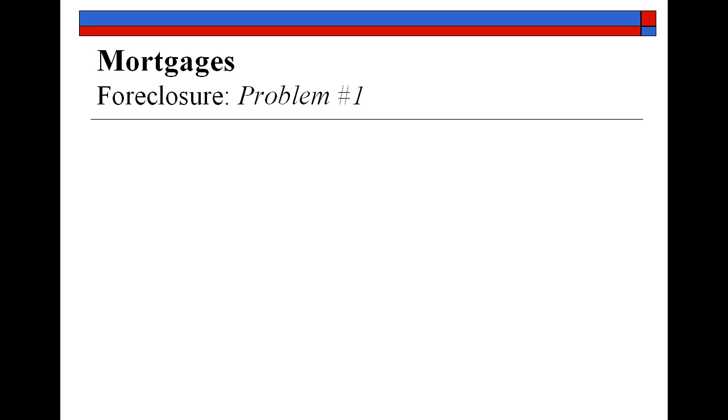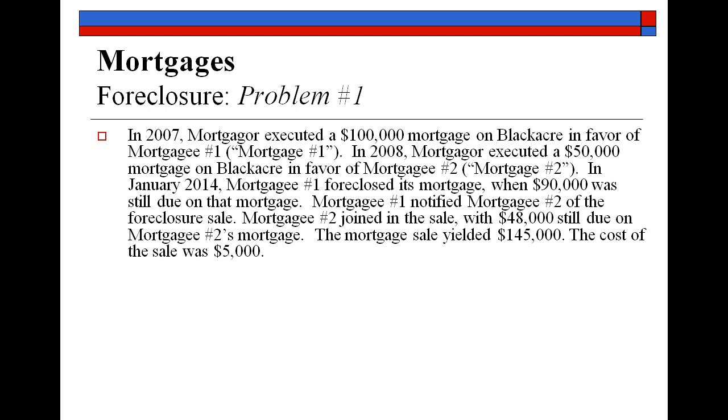We begin with mortgagor in 2007 who executes a mortgage of $100,000 on Blackacre in favor of mortgagee number 1. Then the next year, in 2008, mortgagor executes a $50,000 mortgage on Blackacre in favor of mortgagee number 2. And then in January 2014, mortgagee number 1 forecloses on its mortgage when $90,000 is still due on that mortgage.